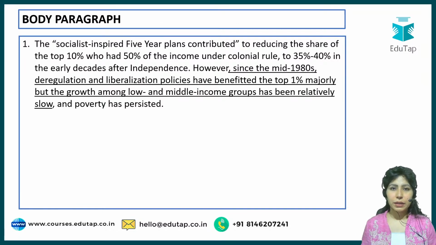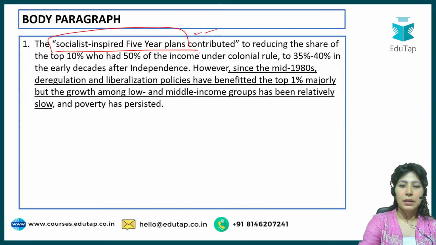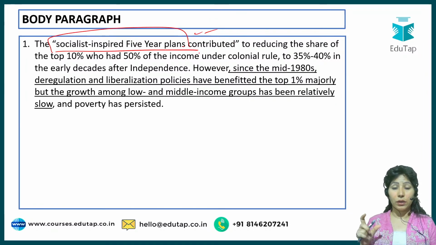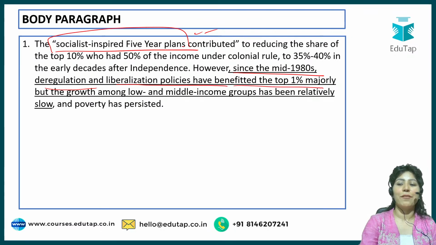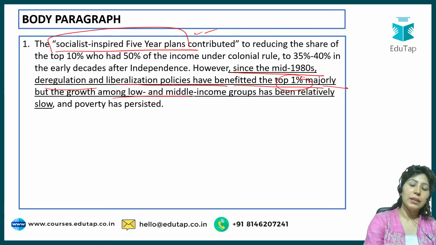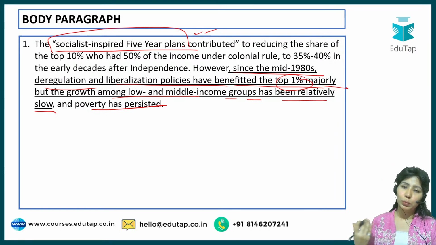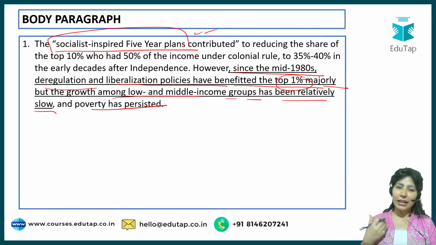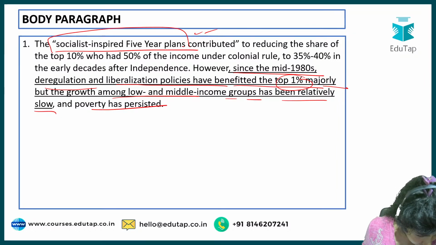if we talk about after independence, our 5 year plans were working, they were socialist inspired. Yes, the rural urban, the rich and poor gap was coming down. However, since mid 1980s, deregulation and liberalization policies have benefited the top 1% majorly, but the growth among low and middle income groups has been relatively low and poverty has persisted. So first of all, your LPG reforms or globalization, because India is a developing country and we are very much vulnerable to the shocks of globalization, shocks of international order.